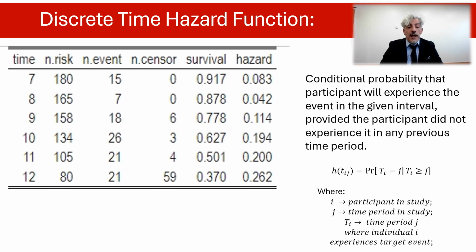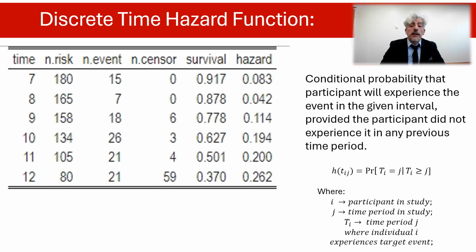So it's H of Tij, where I indicates an individual in the study, a participant, and J indicates a time period. T with I is the time period J when individual I experiences the target event. The hazard function for individual I in interval J then is the probability that the event will occur in the current time period, given that it must occur now or sometime in the future.